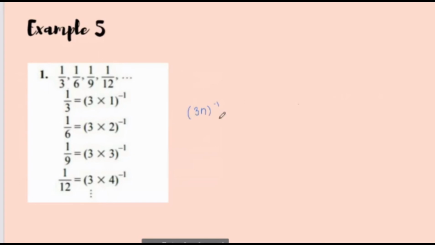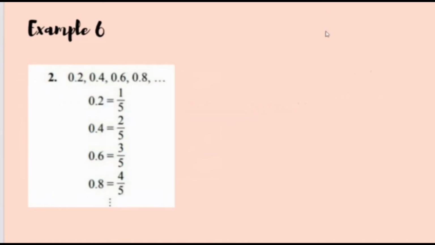And don't forget to write down the value of n, which is n equal to 1, 2, 3, 4, and so on. Let's move on to the next example.